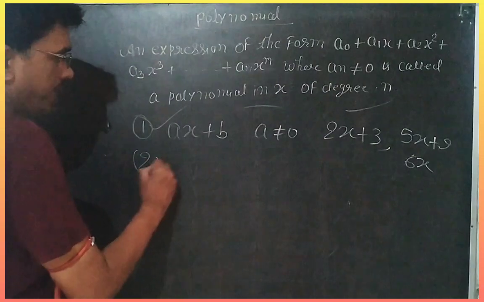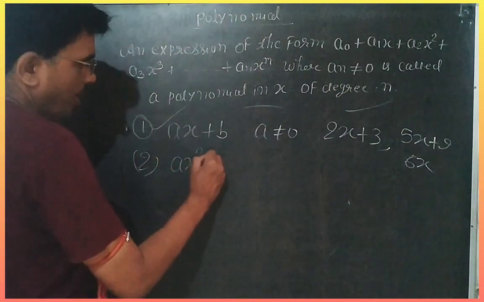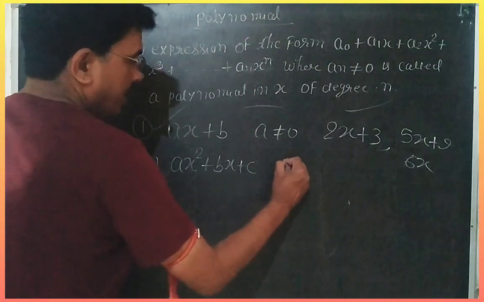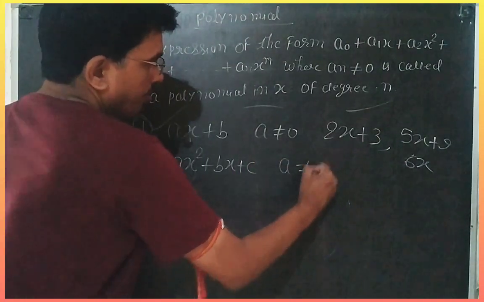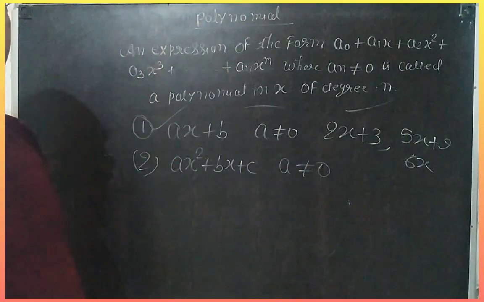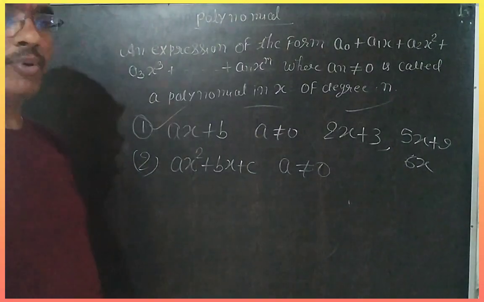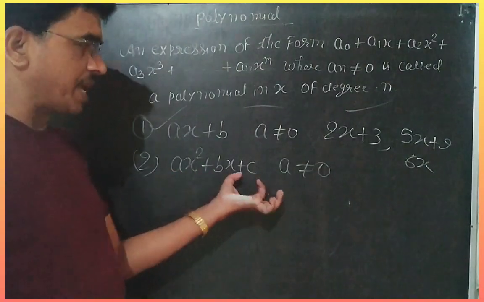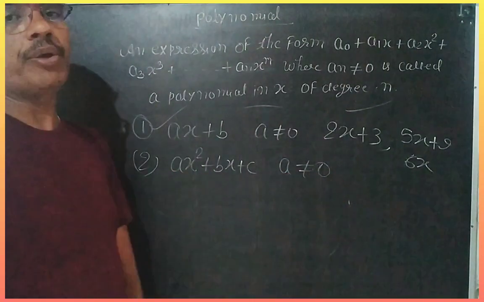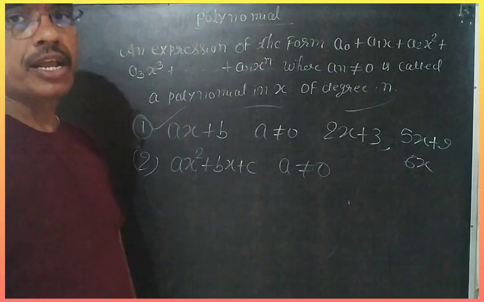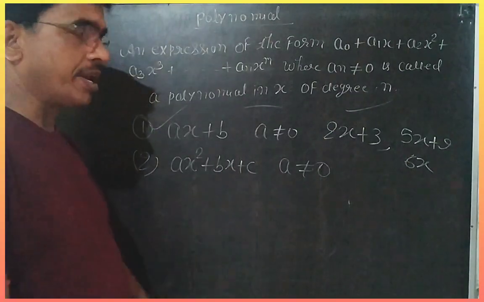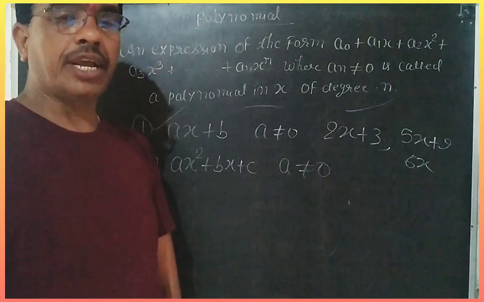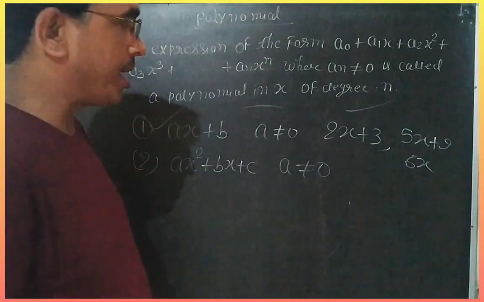Second, when you write ax square plus bx plus c, where a is not equal to 0, it is called a quadratic polynomial. What is a quadratic polynomial? A polynomial in the form of ax square plus bx plus c, where a is not equal to 0 and a, b, c are real numbers, is called a quadratic polynomial. Otherwise, you can say that a polynomial whose degree is 2 is called a quadratic polynomial.